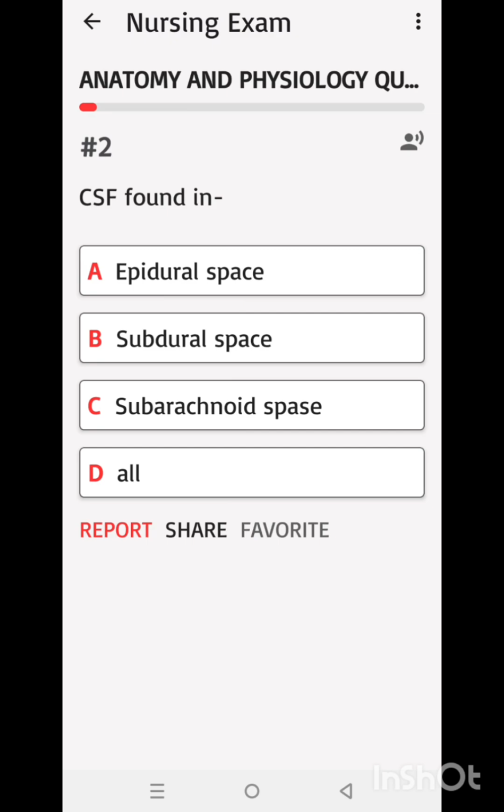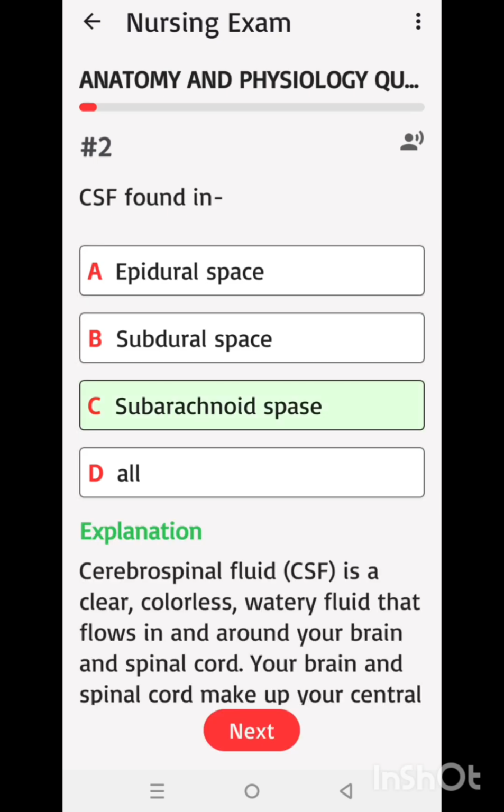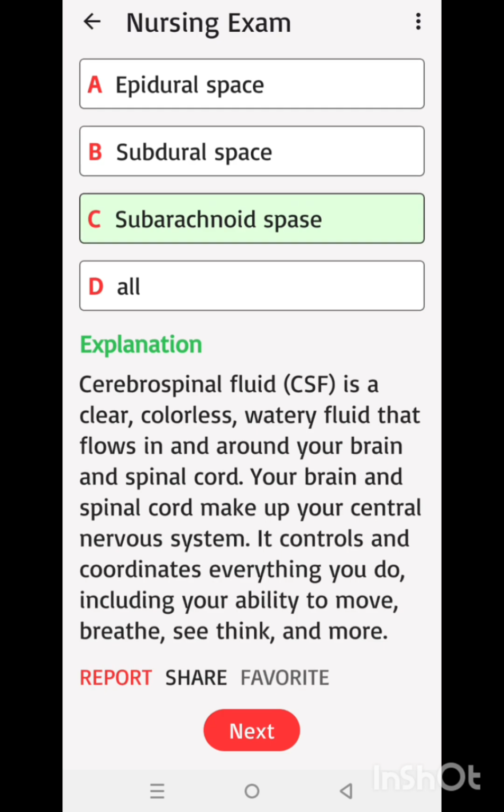CSF is found in A. Epidural space. B. Subdural space. C. Subarachnoid space. D. All. Correct answer: D. Cerebrospinal fluid (CSF) is a clear, colorless, watery fluid that flows in and around your brain and spinal cord. Your brain and spinal cord make up your central nervous system. It controls and coordinates everything you do, including your ability to move, breathe, see, think, and more.